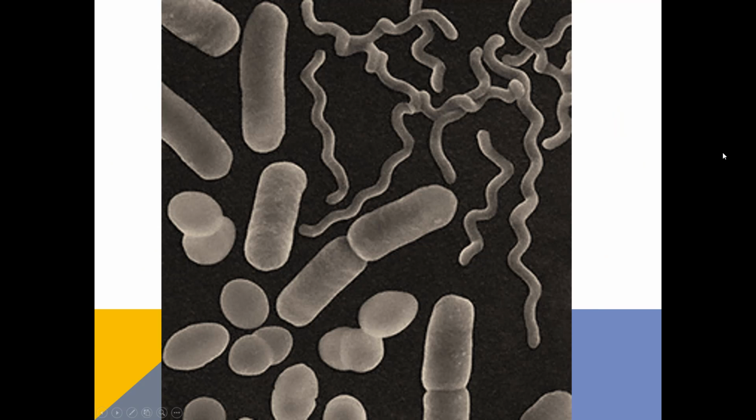So here's scanning electron microscopy of different shapes of bacteria. See if you can pick out the cocci, the bacilli, and the spirochetes. Now, can you see an arrangement? There's often no arrangement, so that's not a surprise, but there are diplococci and there are diplobacilli.